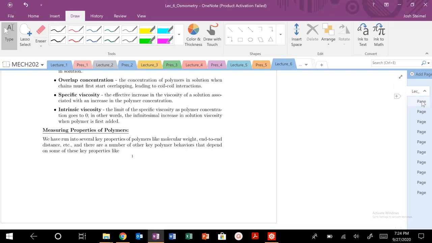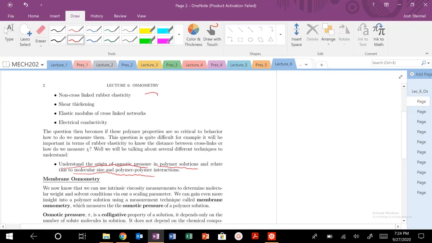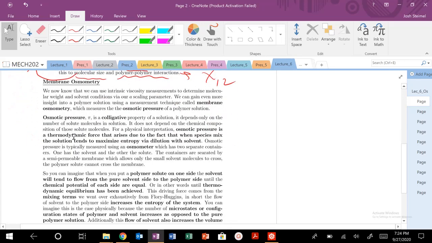So again, our goal is to measure unique properties of polymeric materials, as we discussed last time. And now we want to look at one of the ways that we could do that: by understanding the origin of osmotic pressure in polymer solutions, and then relating that to molecular size and polymer-polymer interactions, specifically this chi 1-2 parameter. That's our goal in this description of the experimental technique, and that's how you actually measure it as a real-life scientist, engineer, polymer physicist, soft matter expert.